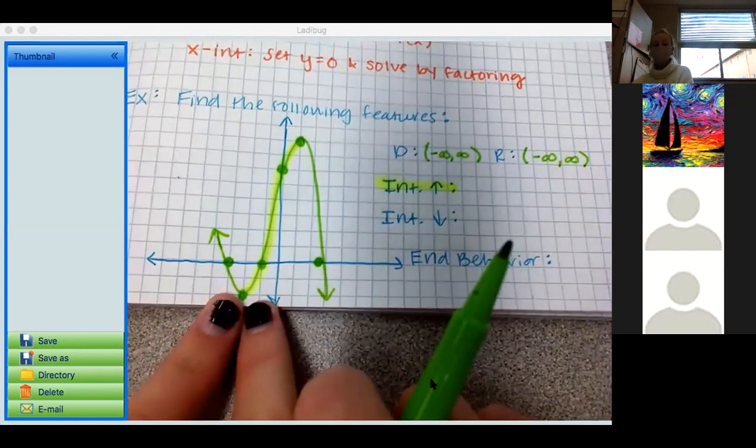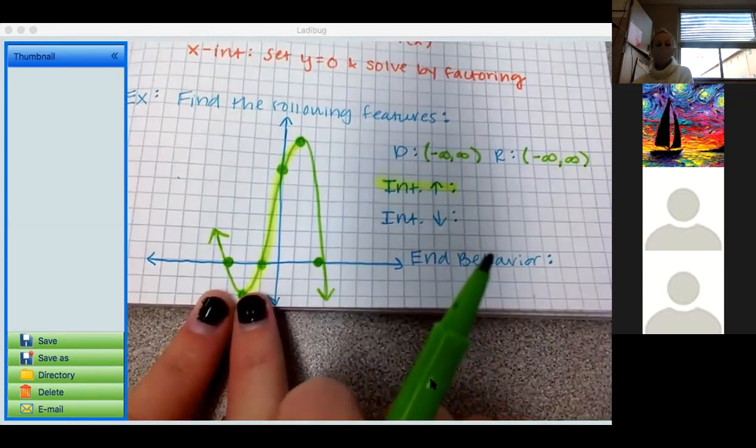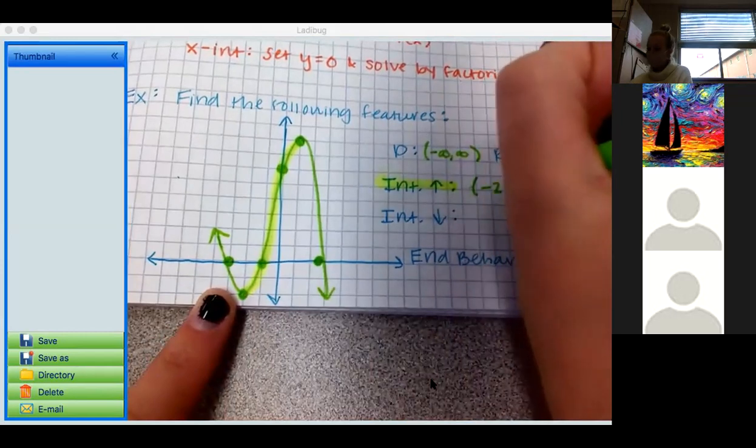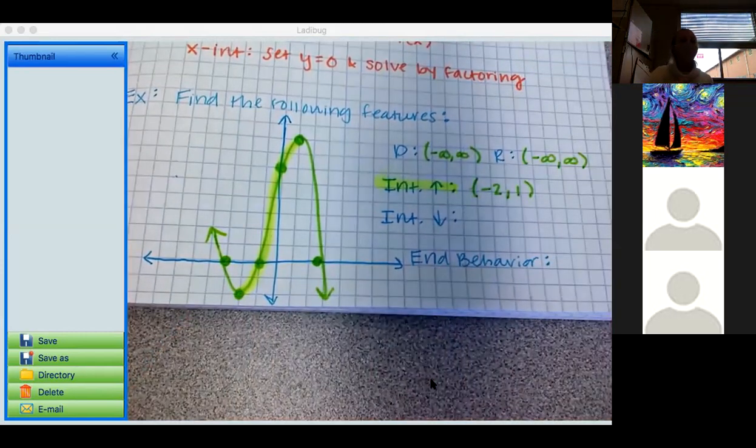It's increasing from -2 to 1. Remember to use the x values because I'm asking you, where is it increasing? When is it increasing? So name it by x. It's not -2 to 8. It's -2 to 1. Very good job. Extra credit. Yes.